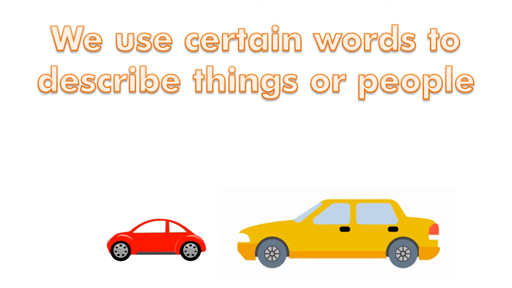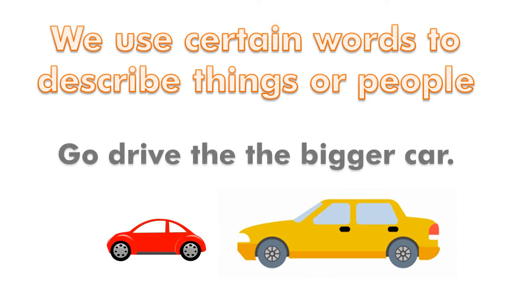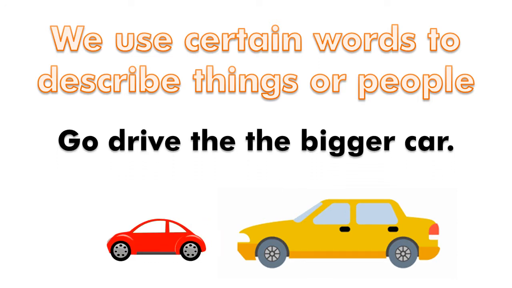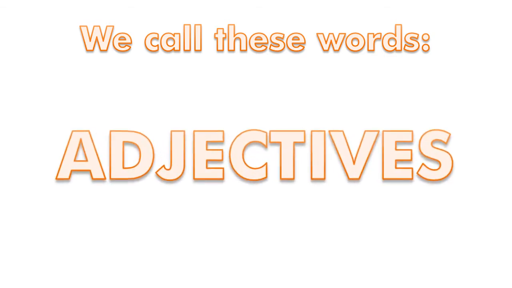In this example, I want you to point towards the bigger car. Did you point towards the one on the right, which is also the yellow one? Well, this is because I used the word bigger. As you just saw, we have certain words that describe things, and we call these words adjectives.